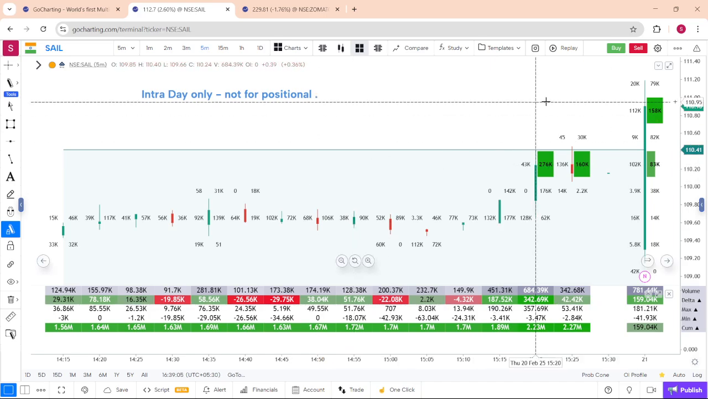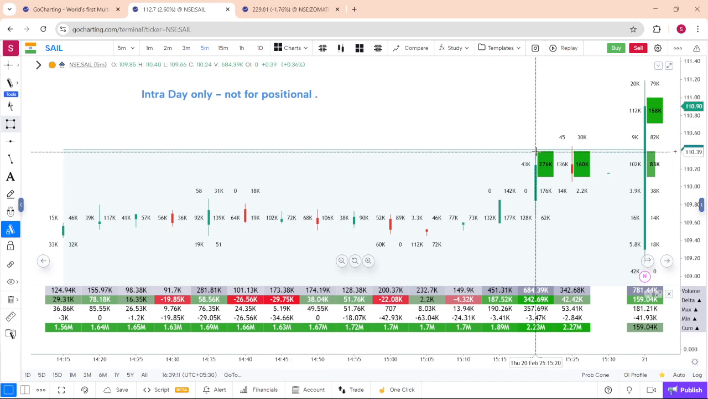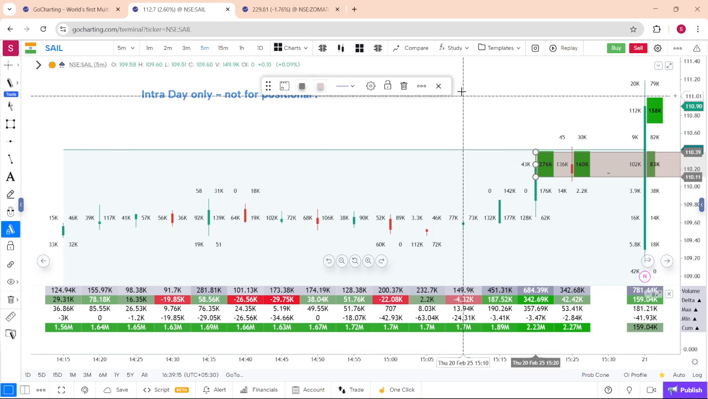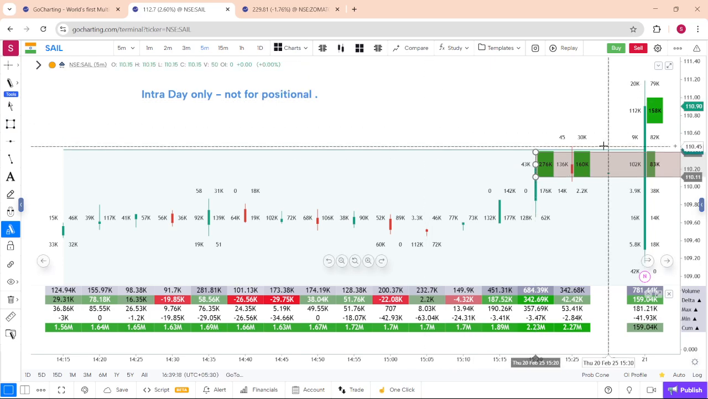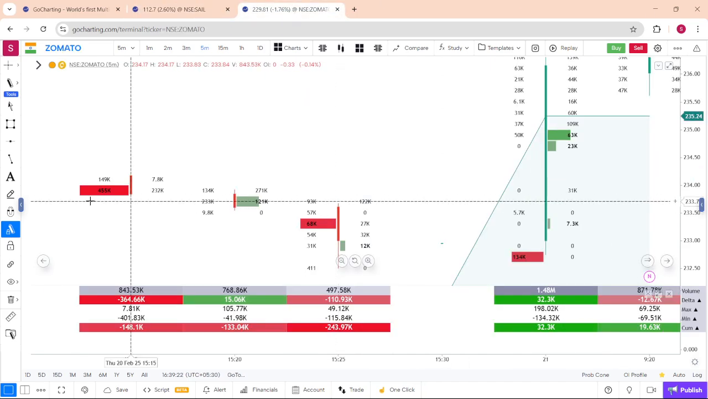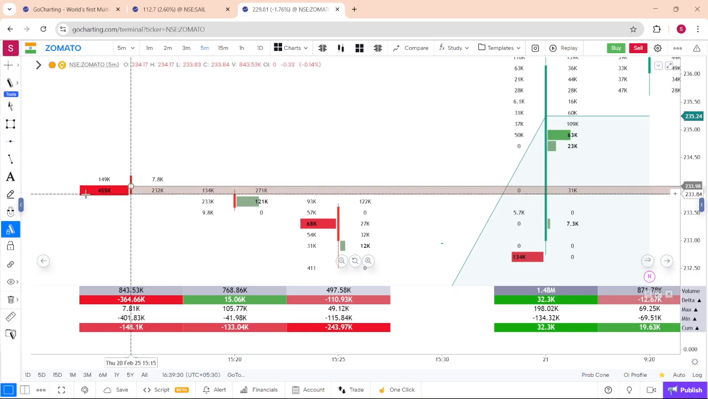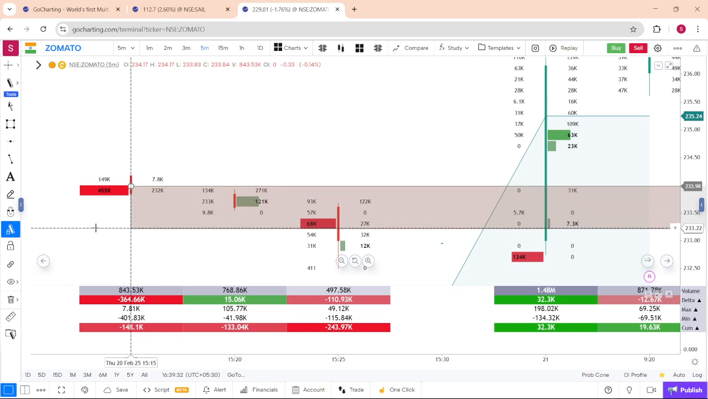The first job is to draw the previous day's imbalance areas. I will draw the imbalance for this stock. There is a buying imbalance area here. And for Zomato, I have taken another setup. Zomato is on a sell node, so I will draw that selling imbalance in red color on the left side. These are all selling imbalances.